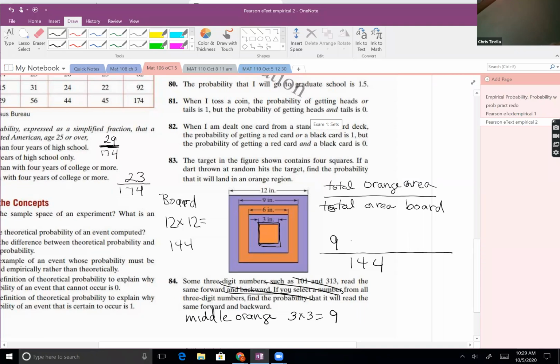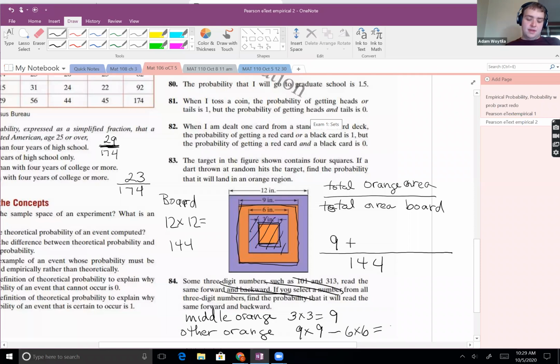But now the other orange is 9 by 9, but it's not the whole 9 by 9 square, is it? No. And then don't we have to take out the 6 by 6? So 9 times 9 minus 6 times 6. That's 81 minus 36, which I believe is 45. Somebody check me, please.